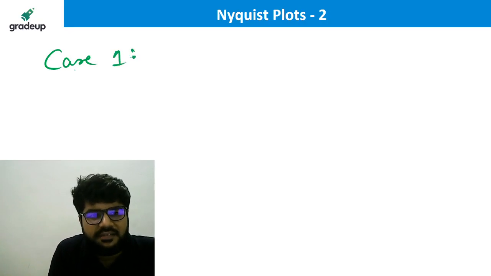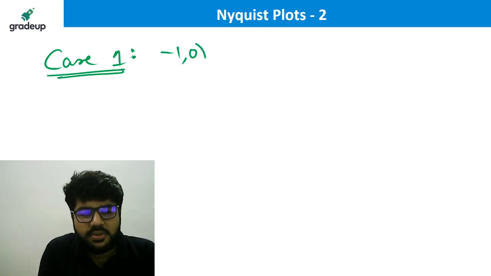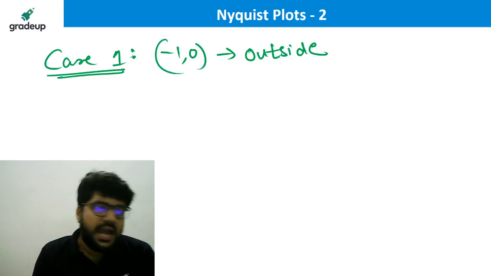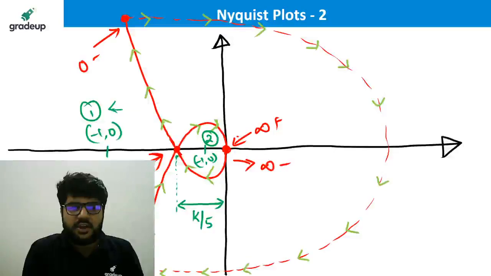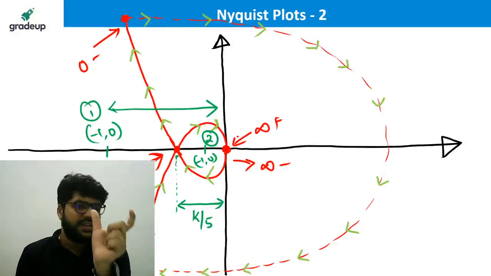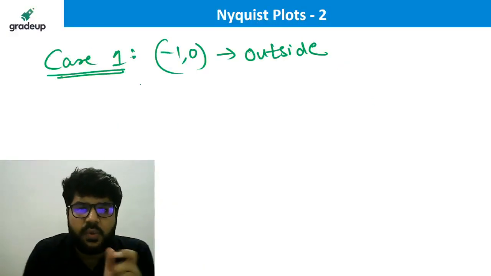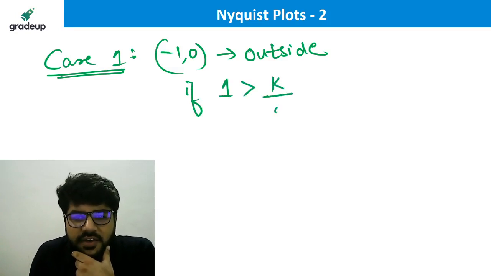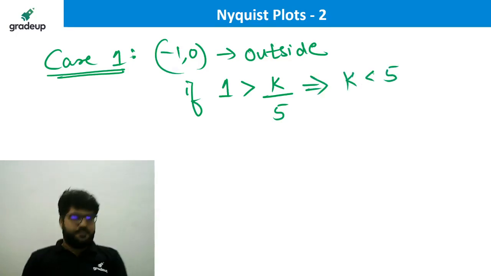For the case 1 that I have highlighted in the plot, minus 1 comma 0 is outside. And how can it be outside? What is the distance of minus 1 comma 0 with respect to the origin? That is 1 unit. Minus 1 comma 0, because it is on the negative x-axis, the distance is equal to 1. So this is outside if the distance 1 is greater than the distance at the critical frequency, that is omega by 5. That means omega is less than 5.